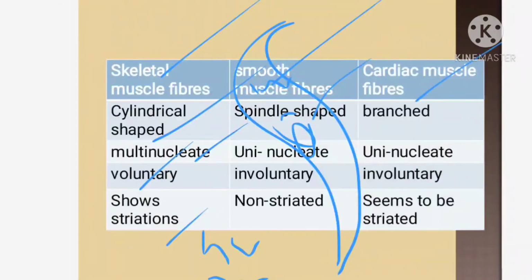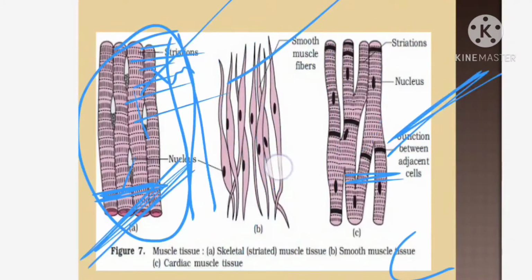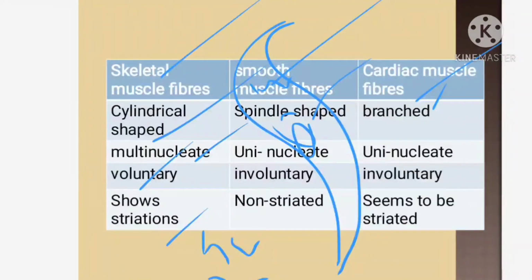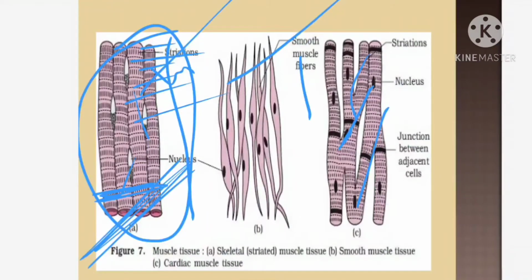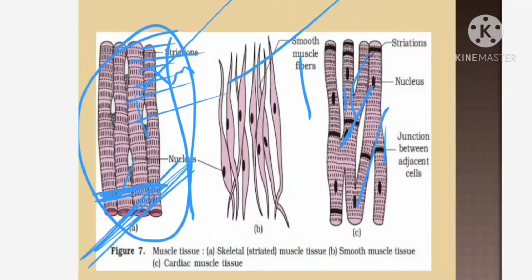Cardiac muscles are branched. Branched means you can find the branching here. So this is cardiac muscle. Here it is branched, here it is branching, separating apart. Branched, but uninucleate, each contains one nucleus. Involuntary, meaning it is not under my control, and it has striations. Striation means light, dark structure will be present.